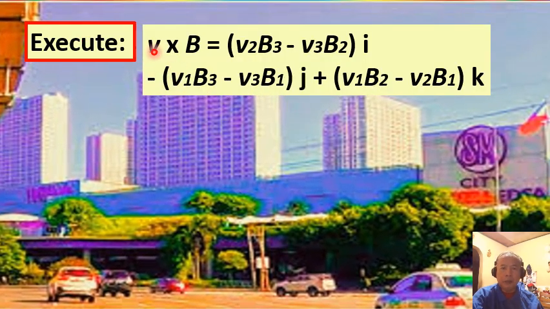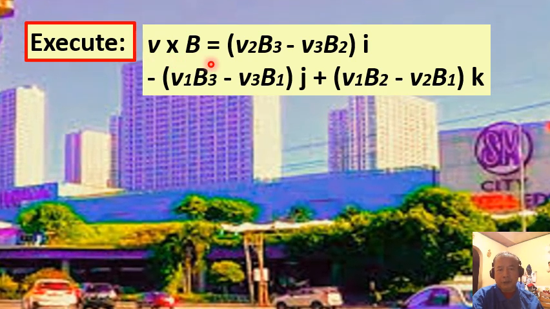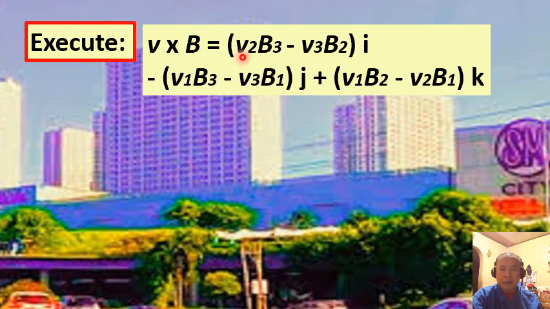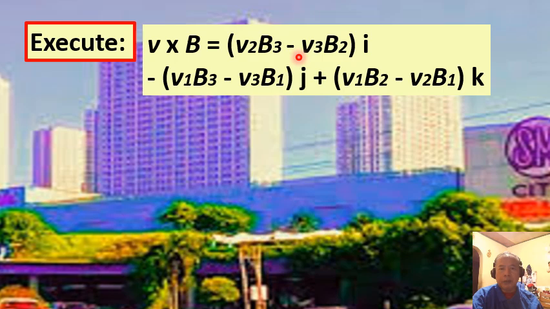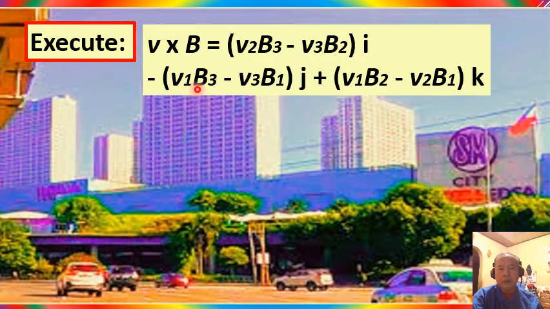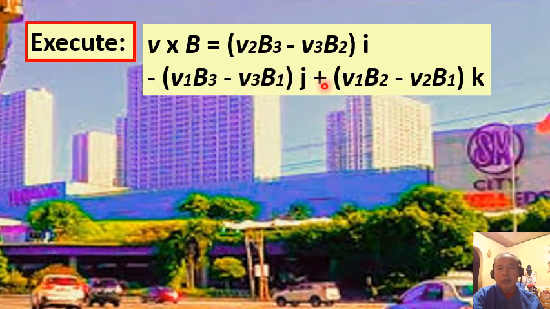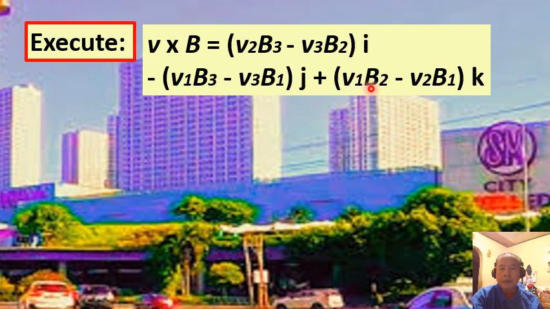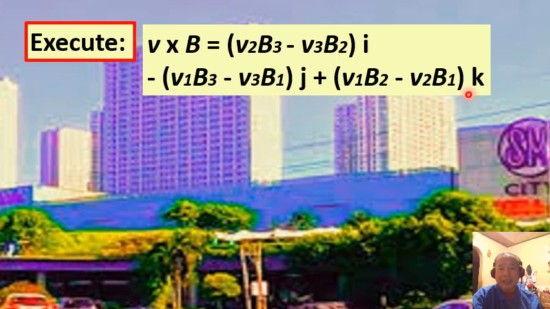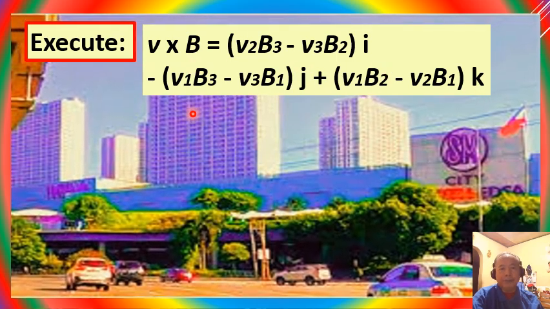When simplified, the cross product of the velocity and the magnetic field vectors can now be expressed as quantity V2 B3 minus V3 B2 quantity I, minus quantity V1 B3 minus V3 B1 quantity J, plus quantity V1 B2 minus V2 B1 quantity K. So this is now our working formula.